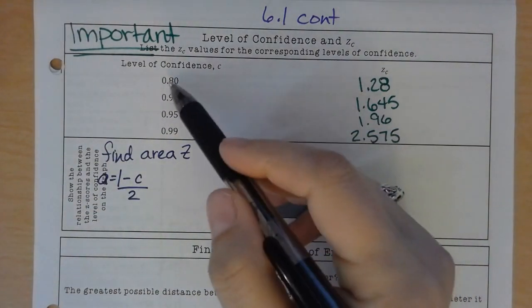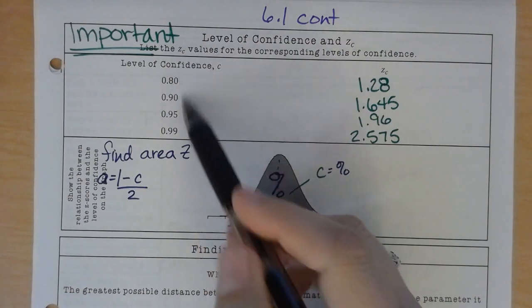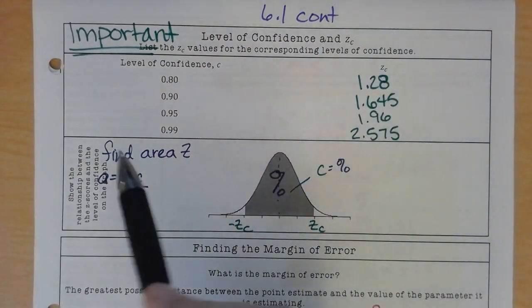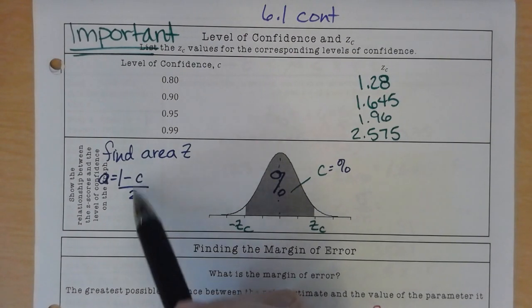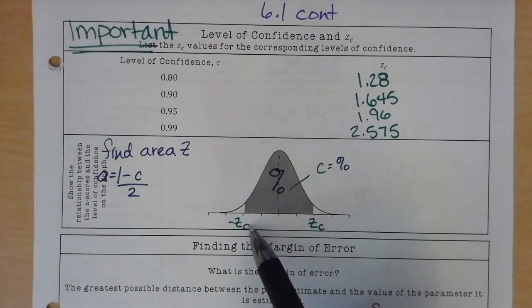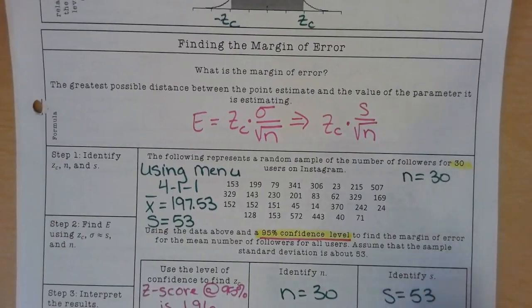But if you have a level of confidence pop up, which by the way in the assignment a couple of them will, that is not in this small list, what you're going to do is take 1 minus the confidence level. Say it's 75% as an example. You do 1 minus 0.75, which is 0.25, divide by 2. Then you go into your chart and look up that number to figure out what your Z sub C is. Okay? All right, so next we're going to look at the margin of error.